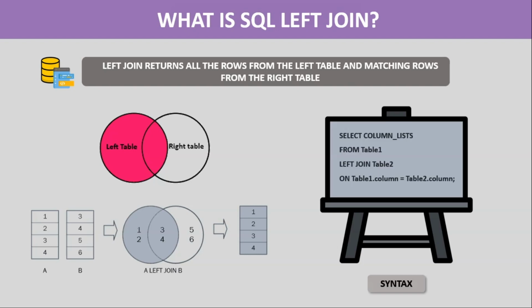Let us now understand the syntax of the SQL left join statement. The syntax is: select column list, which are the columns that you want to display in your resultant table, from table 1 left join, which is the keyword we are using here, table 2 on table 1 dot column equals table 2 dot column. Here you have to mention a common attribute on the basis of which you are joining these two tables. Now that we've understood SQL left join, let us jump into MySQL Workbench to execute this using various examples.